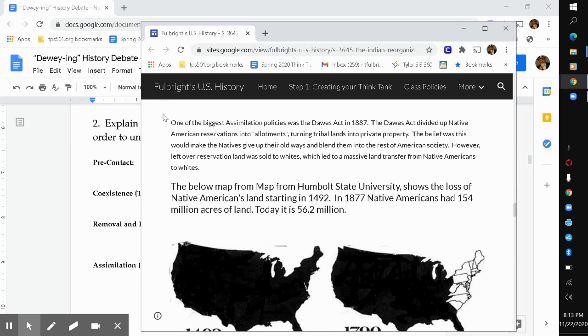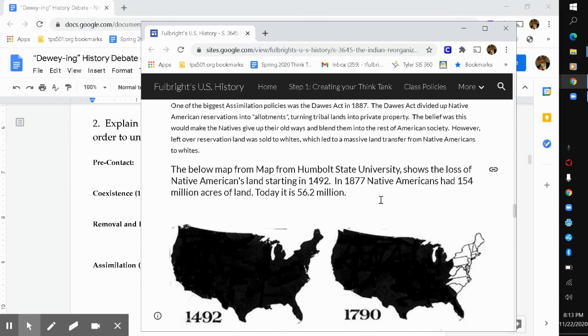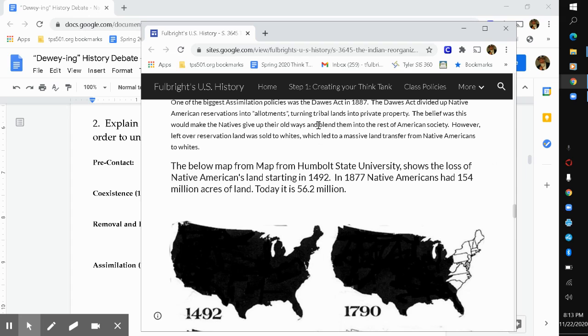One of the biggest assimilation policies was the Dawes Act in 1887. The Dawes Act divided up Native American reservations into allotments, turning tribal lands into private property. When we first started talking about Native Americans, we talked about the communal form of ownership of property. So a reservation was the tribe's land. It didn't belong to individuals. It belonged to the tribe as a whole. This is very different than European land ownership. So what they did was they took a reservation, they divided it up into individual pieces, and it became private property. They gave private property to each family of the tribe.